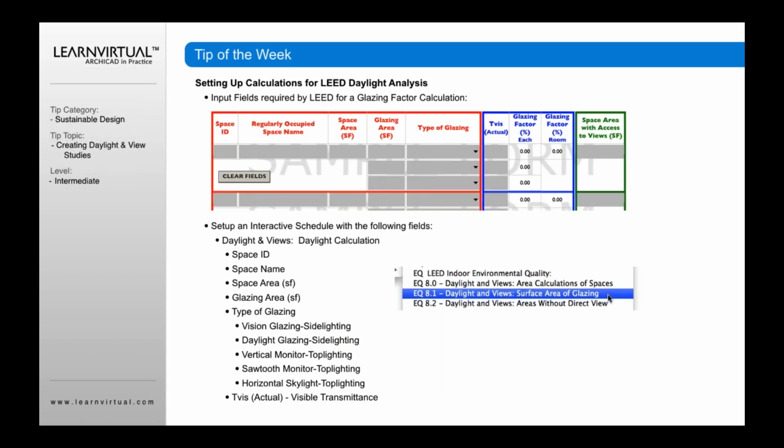As we were just discussing, you can also use this to create schedules for daylight analysis. We could create a daylight schedule for daylight and views area calculations of spaces, surface areas of glazing, or areas without direct view. This is the kind of information that I can pull for this daylight view analysis. I can pull space ID, the space name, its space area square footage, the glazing area square footage, your type of glazing. These can be properties that can be added in, as well as your TVIS and other information here as well.